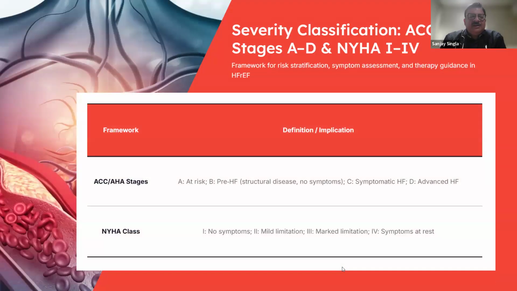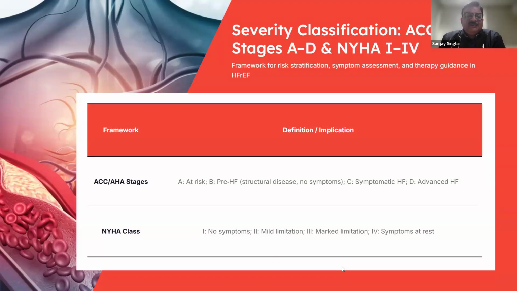Then coming to the severity, there are two different types of guidelines. ACC/AHA stages: A is at risk. B is pre-heart failure. Structural disease is there, but no symptoms. That means EF is around 40 to 50%. There are no symptoms. Third is symptomatic heart failure, and fourth, D, is advanced heart failure.